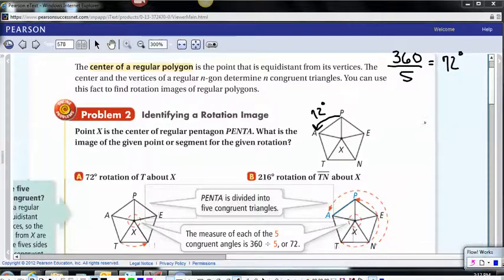Okay? So here's the question. What is the image of a given point or segment for the given rotation? 72 degree rotation of T about X. So we're going to take T, we're going to rotate it around X 72 degrees. So what will it become?